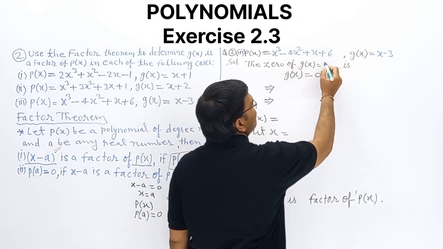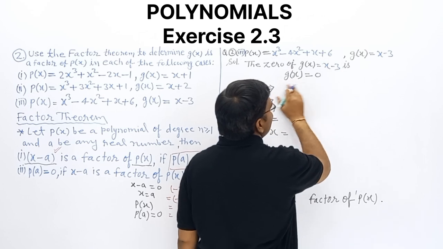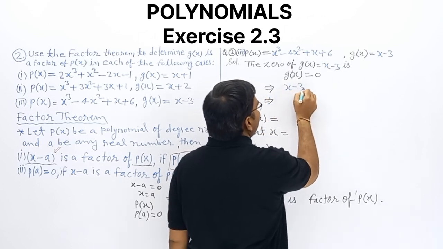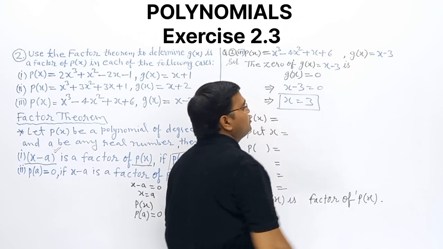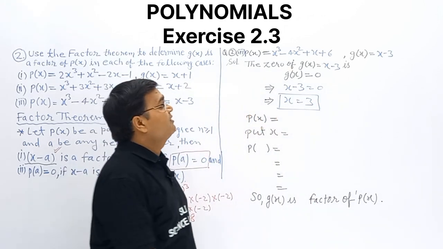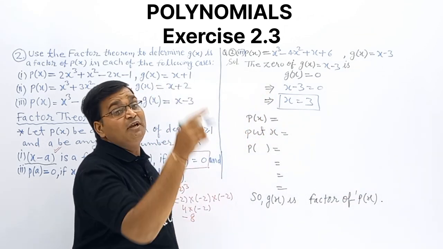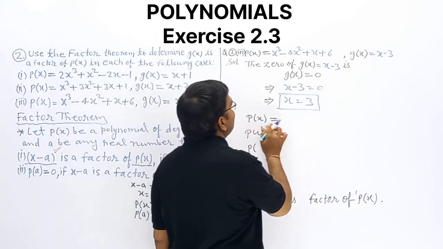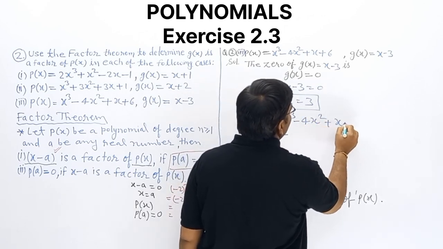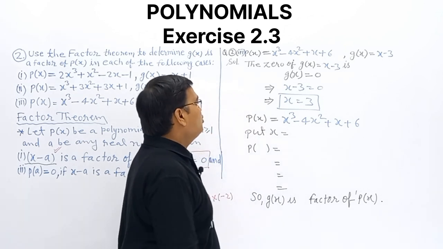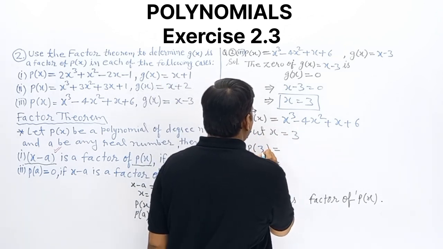The zero of g of x is what? We will put g of x equal to 0, x minus 3 equal to 0, x equal to 3. x equal to 3 is a zero of g of x. Now to check this, we will put this value into the given polynomial, x cube minus 4x square plus x plus 6. Clear? Put x equal to 3.